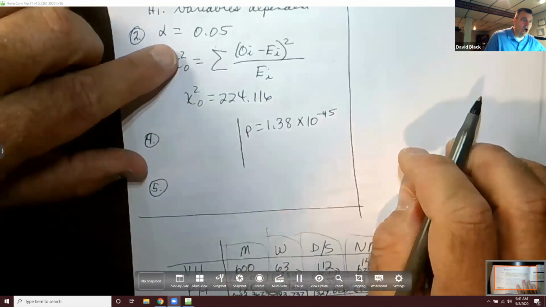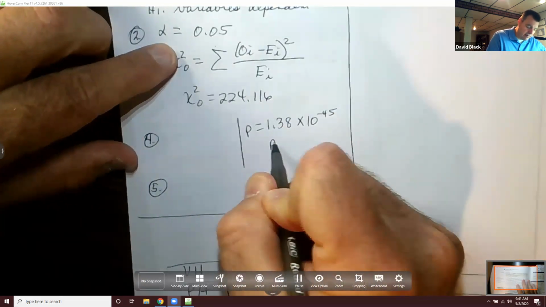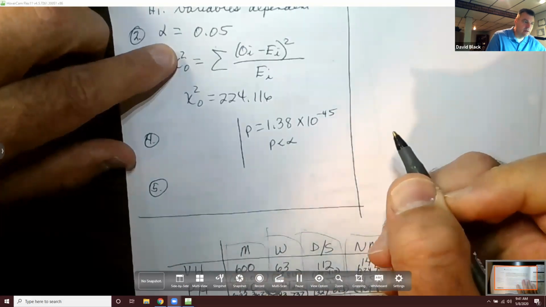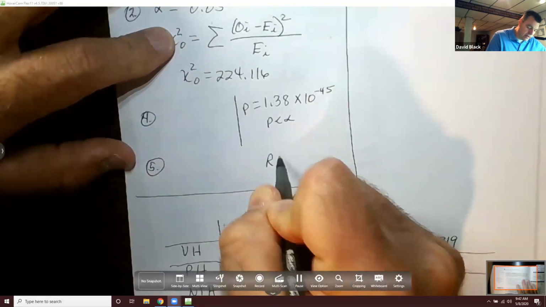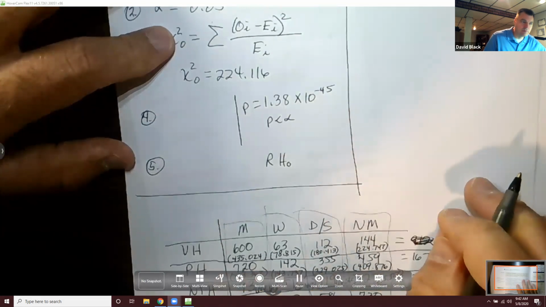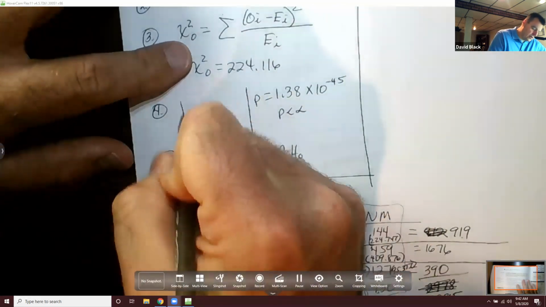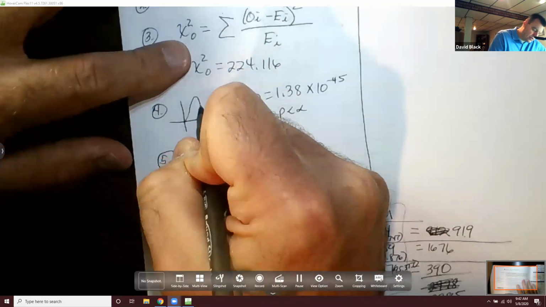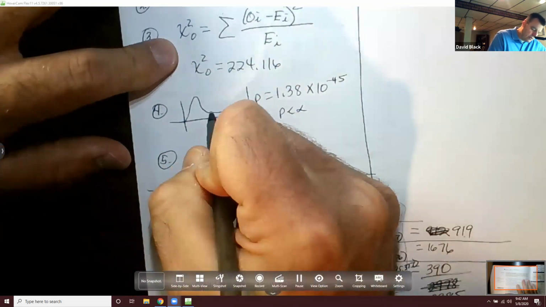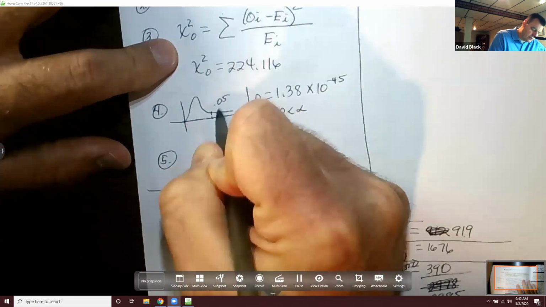Which is way, way, way less than alpha. So we're going to reject H naught. Or if we were doing the classical approach, we'd have 0.05 in the right tail.